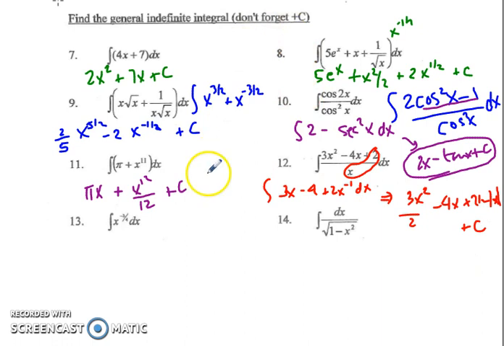All right, for number 13, that's x to the negative 3/4. So when I add a degree, I go up to x to the 1/4, and when I divide by 1/4, I have a 4 in front, then I have a plus c.